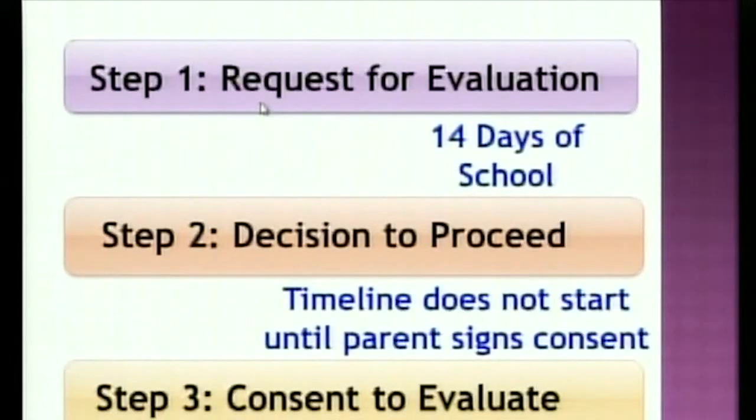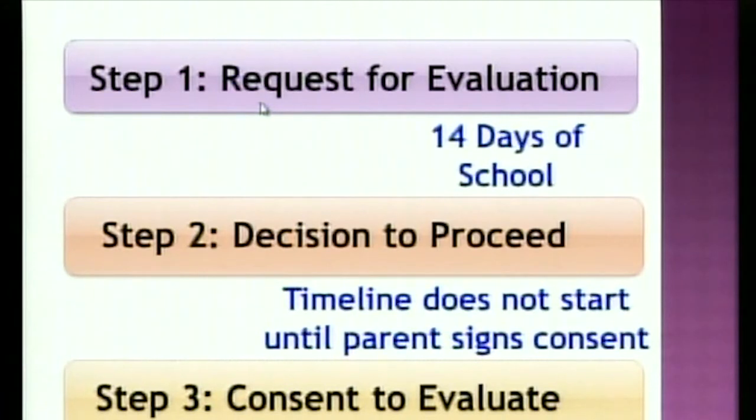A lot of times when they decide to evaluate the child, they will have parent consent forms. They will also explain to the parent the domains, the areas in which they may want to evaluate the child. And then with that parent consent, the parent has to sign right away so they can start that 60 school day timeline. Okay, and you just brought that up. So following the decision to proceed, one thing you're pointing out is the timeline does not start until the parent signs the consent.